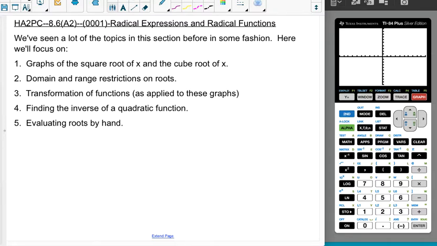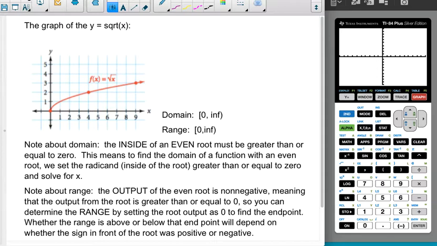So let's start with the square root of x graph. I was kind of lazy when I was typing, and I just used the square root symbol, but this is the same as this, obviously. So y equals the square root of x. This is the square root graph, right? It's got the points (0, 0), (1, 1), because the square root of 1 is 1, (4, 2), because the square root of 4 is 2, and (9, 3), because the square root of 9 is 3.